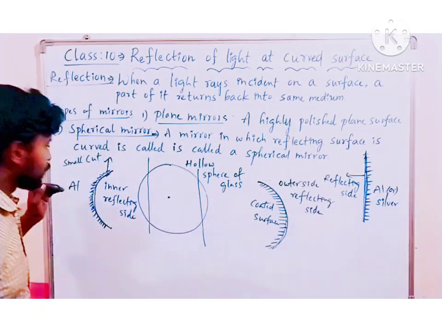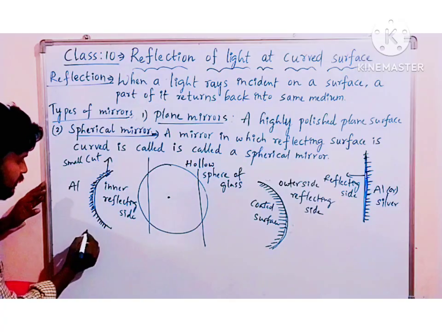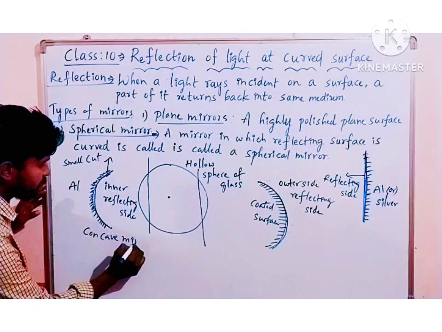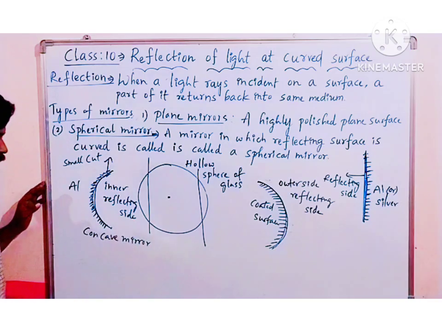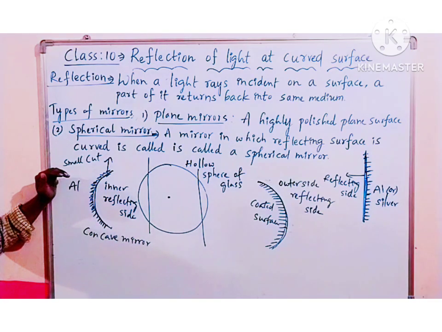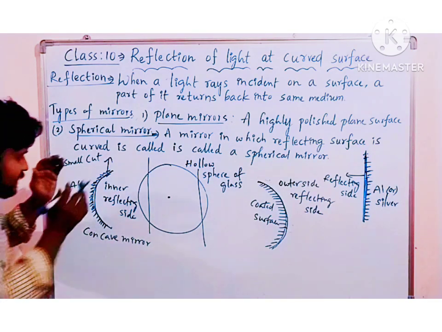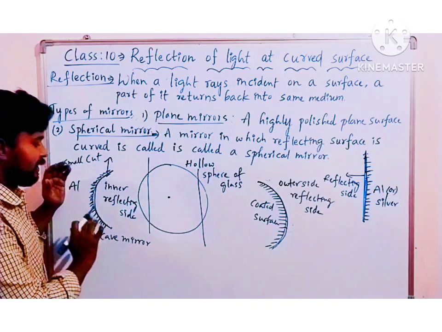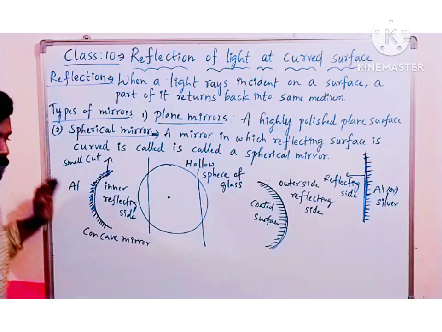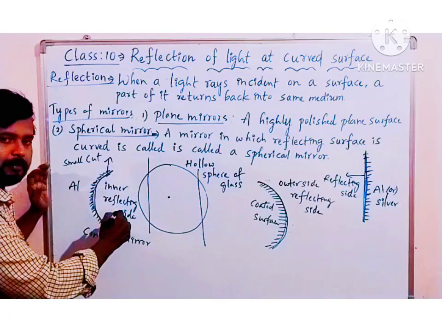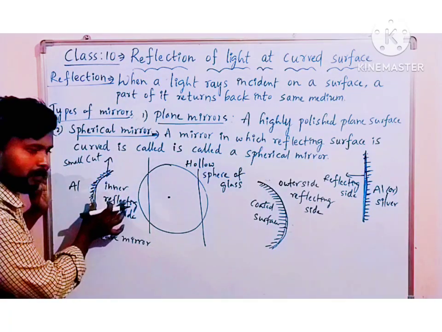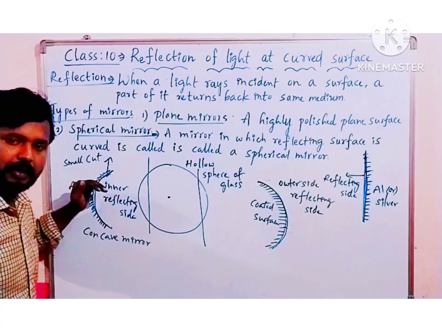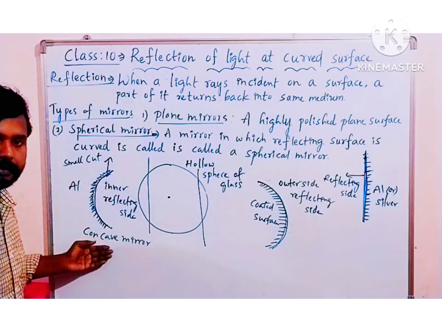Next, what does concave mirror mean? This is the concave mirror. A concave mirror means a spherical mirror in which the inner surface acts as a reflecting surface. So a concave mirror is a spherical mirror. In it, the inner side is the reflective side. This is called a concave mirror.